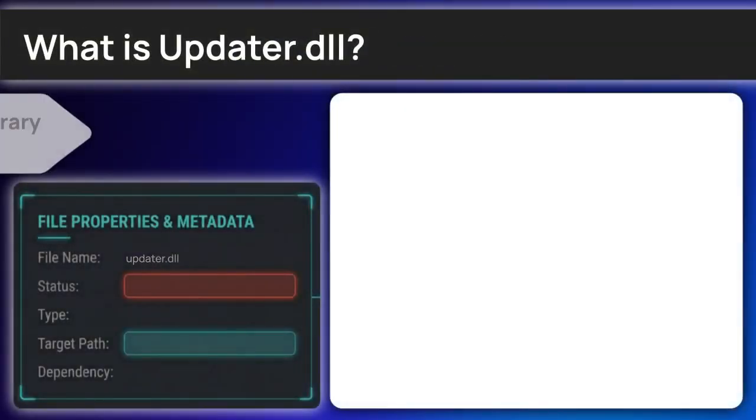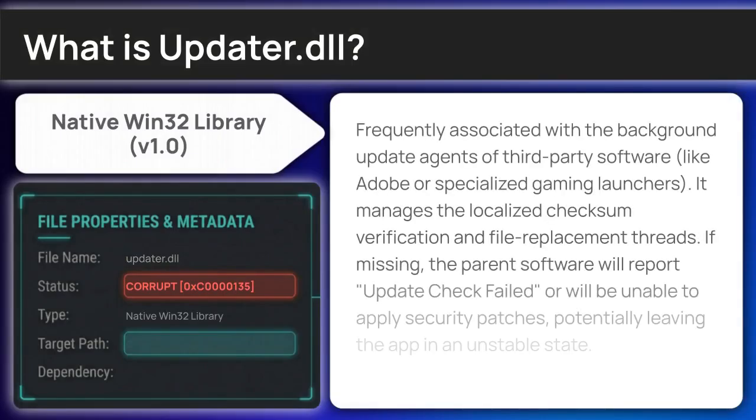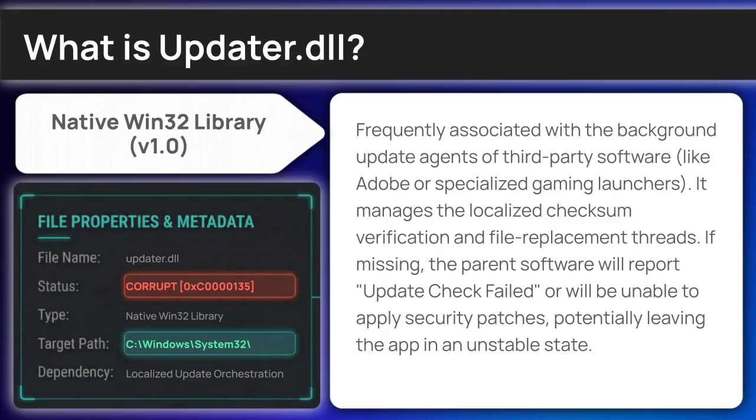This is the Updater Library, frequently associated with the background update agents of third-party software, like Adobe or specialized gaming launchers. It manages the localized checksum verification and file replacement threads. If missing, the parent software will report update check failed or will be unable to apply security patches, potentially leaving the app in an unstable state.